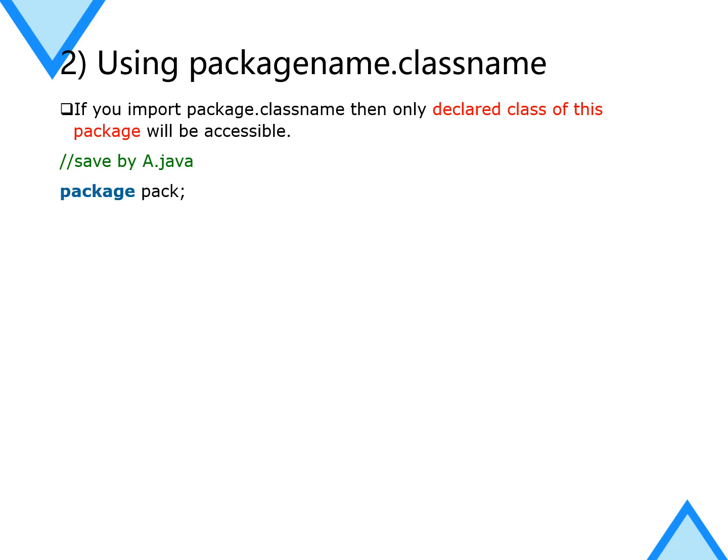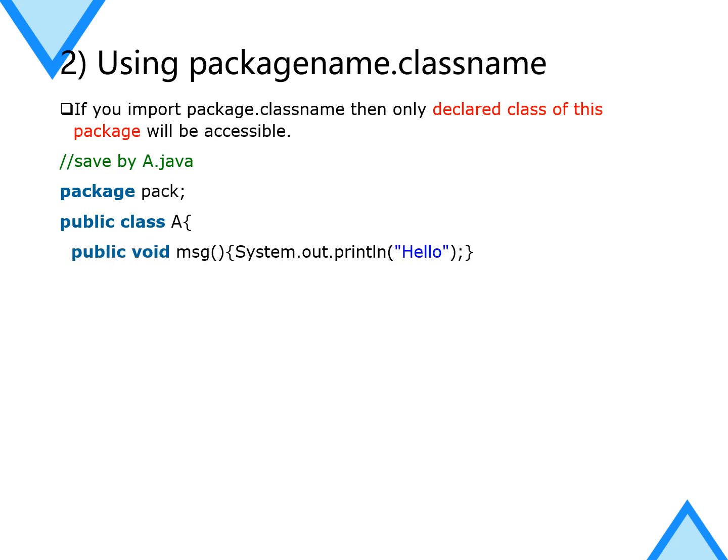For example, we have a package with the name pack, and one public class with the name A, and inside the class we have a method msg, which is used to show a message, hello. The first class we will save as A.java. Now we have another class B, which is in a package with the name mypack, and we are importing here.